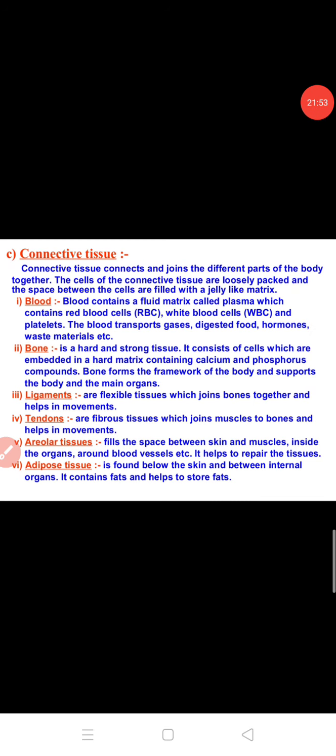So the first type of connective tissue is blood. Blood has a fluid, liquid matrix called plasma, in which red blood corpuscles, that is RBCs, white blood corpuscles, that is WBCs, and platelets are suspended. You already know about the composition of blood. You already studied it in class 7th. The plasma contains proteins, salts, and hormones. Blood flows and transports gases, digested food, hormones, and waste materials to different parts of the body.